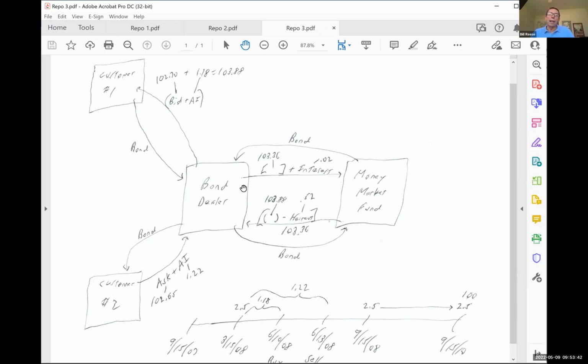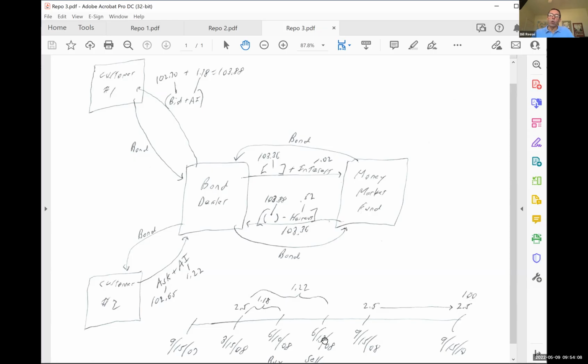Okay, so the bond dealer sent the money back over to the money market fund plus interest. The bond dealer received the bond. Why was the bond dealer interested in getting the bond back? Because the bond dealer had another customer who wants to buy the bond. In fact, that's where the bond dealer gets most of this money to send back over to the money market fund, is by the money that the bond dealer is getting from selling the bond to customer number two.